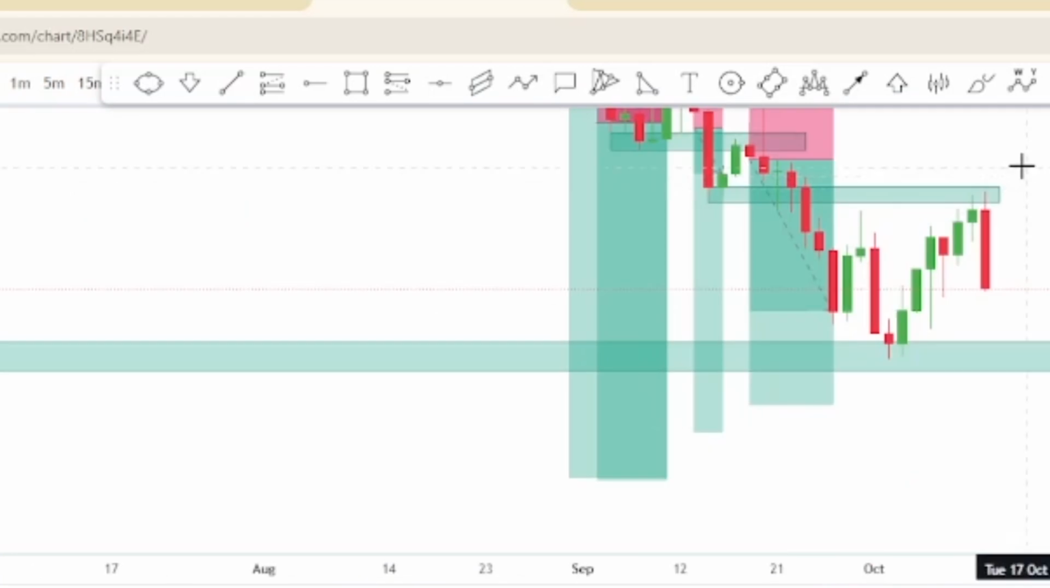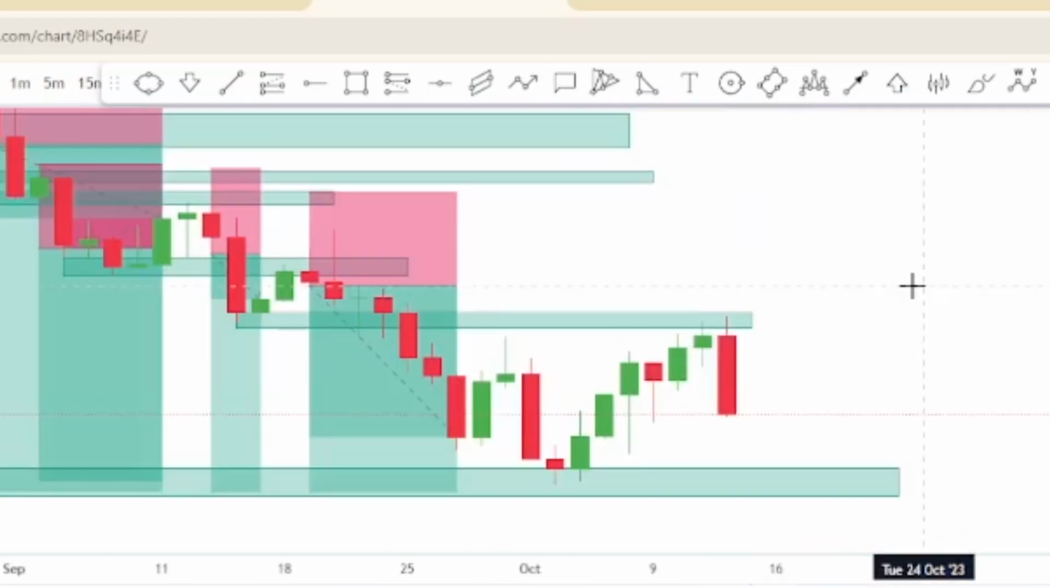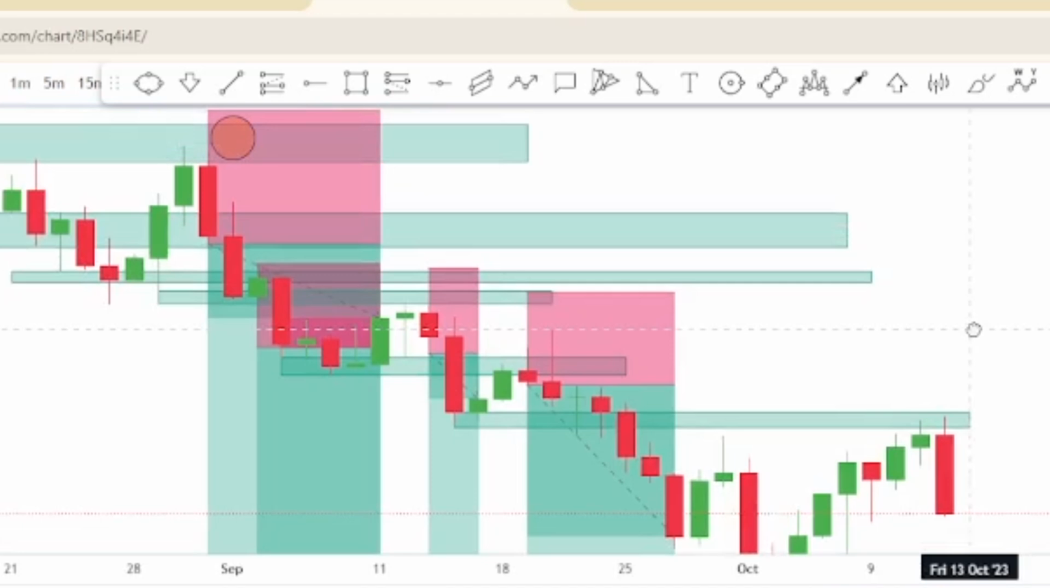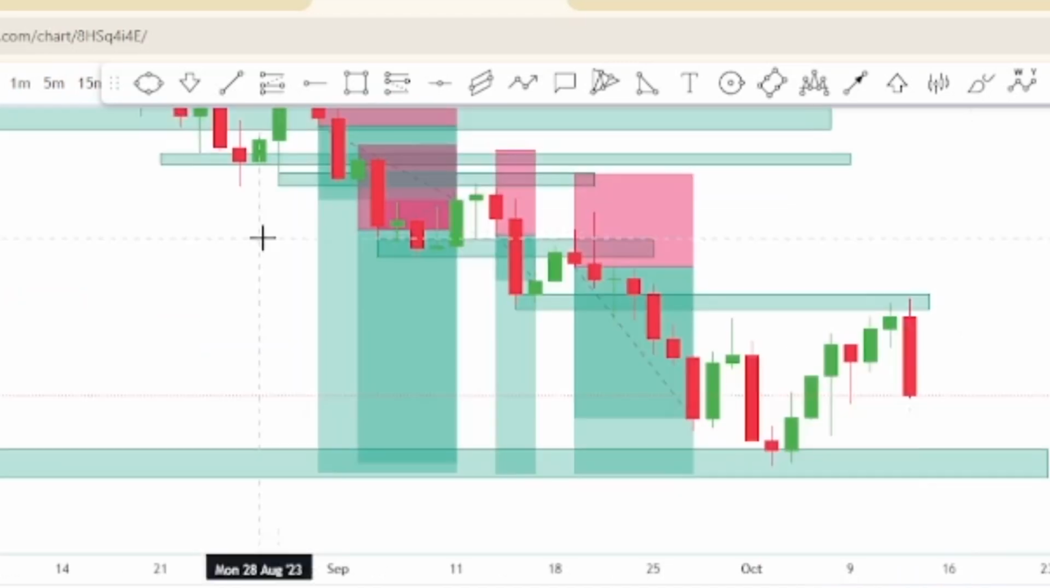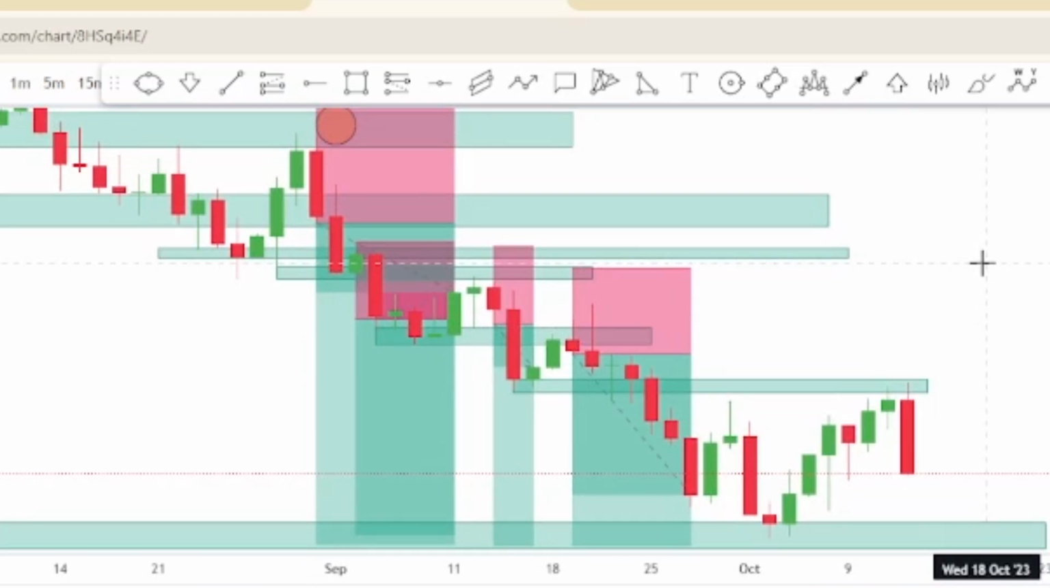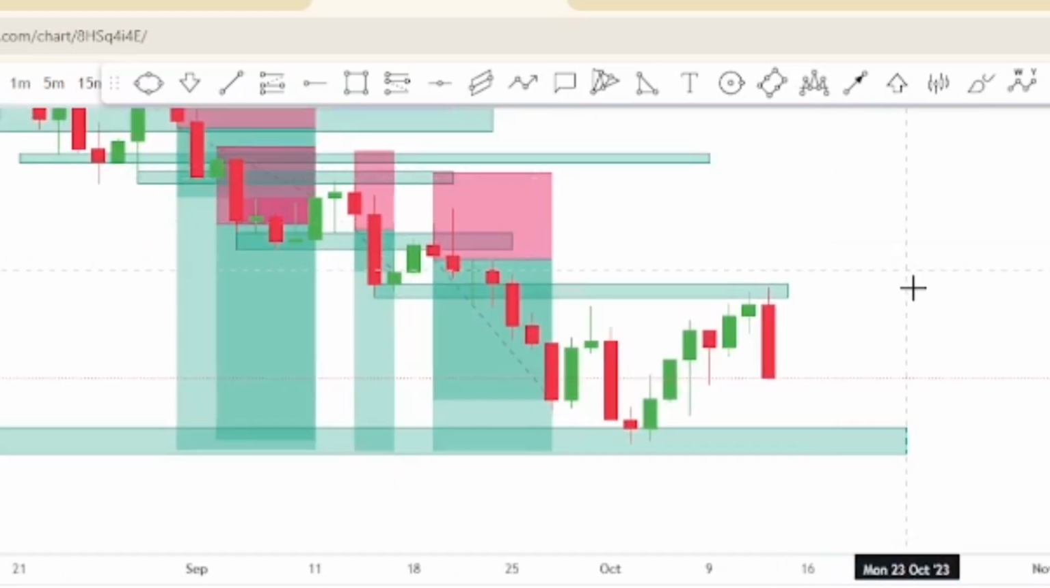As long as I'm in this consolidation, now I have how many trades? 1, 2, 3, and 4. They all got the TP. So now what I'm going to be looking for or focusing on is a break below.